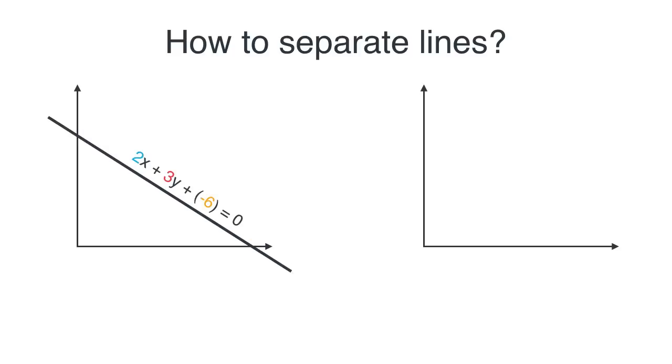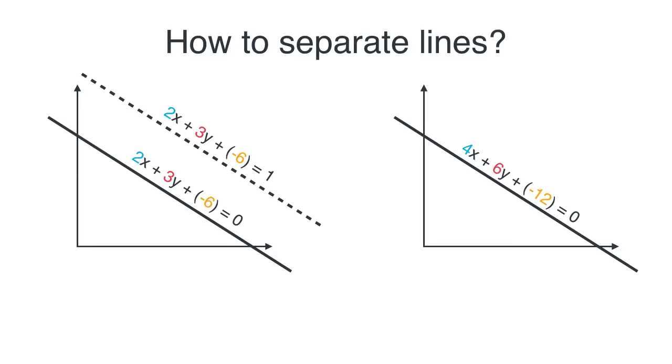So here again, we have 2x plus 3y plus minus 6 equals 0, and the exact same line, which is 4x plus 6y plus minus 12 equals 0. Now, let's actually draw the line 2x plus 3y plus minus 6 equals 1, and 2x plus 3y plus minus 6 equals minus 1. Because our two parallel lines to the original one are the ones with the same equation, except the ones that don't give 0, but give 1 and minus 1.